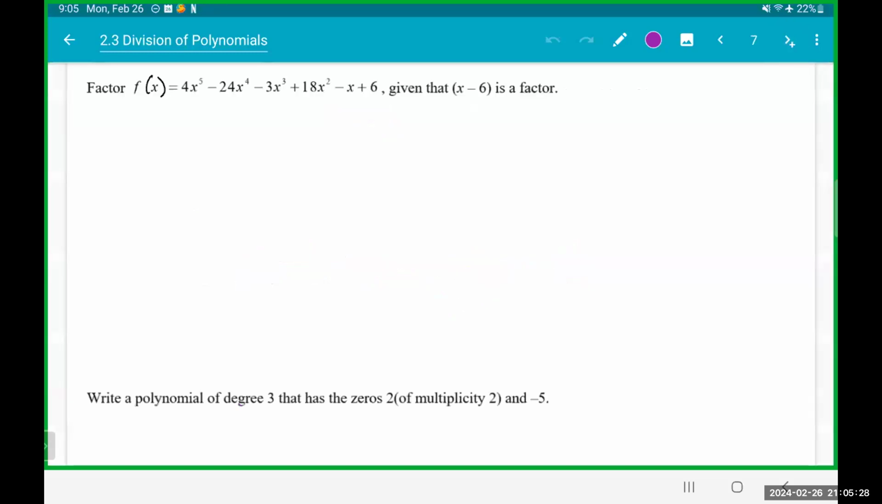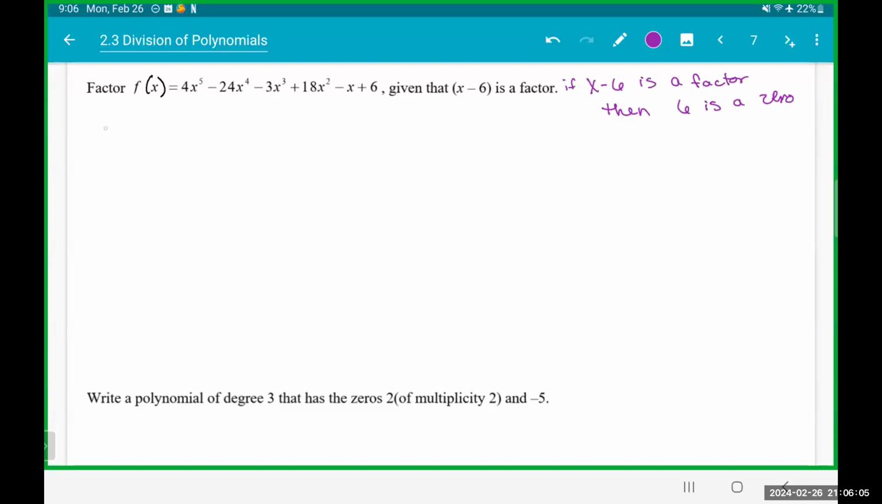All right, just a couple more examples and I will let you guys go for the evening. We want to factor this problem and we're given that x minus 6 is a factor. So if x minus 6 is a factor, then 6 is a 0. That's what that's saying, okay?